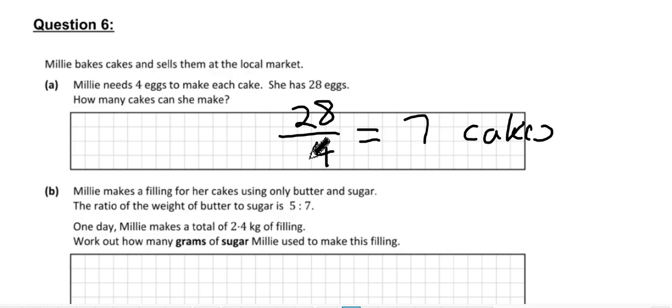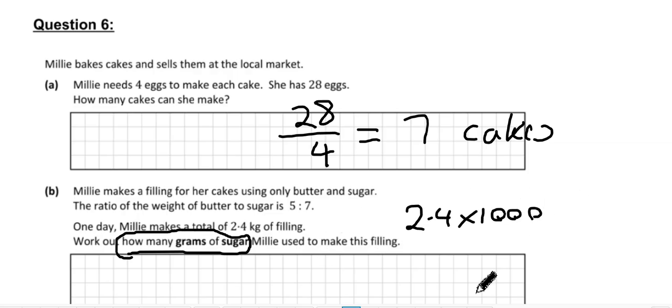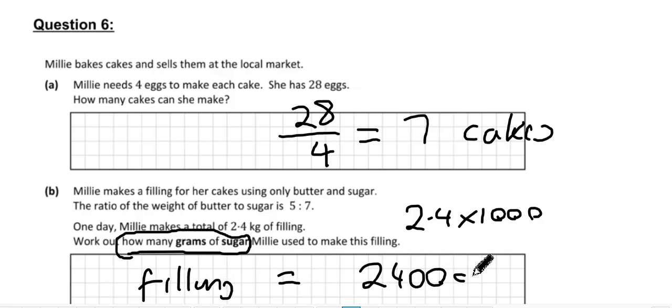Happy days. Now, there's something that I asked you to do. Do you see the way it wants to know how many grams of sugar there is? See the way it doesn't say kilograms, it says grams. How do you turn a kilogram into a gram? So multiply 2.4 by 1,000, and you get filling is equal to 2,400 grams.